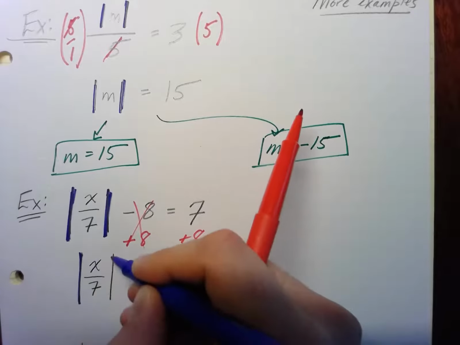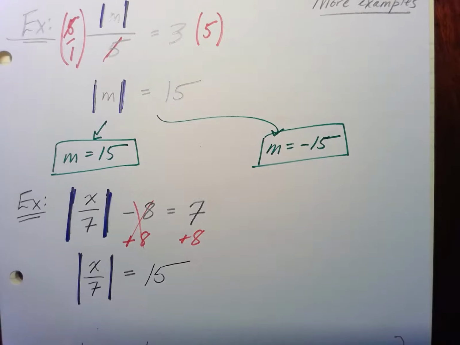Notice that the absolute value is the only thing on the left of the equal sign. So now I can actually split this apart. And I'm kind of running out of room here, so I'm just going to go over to the side.